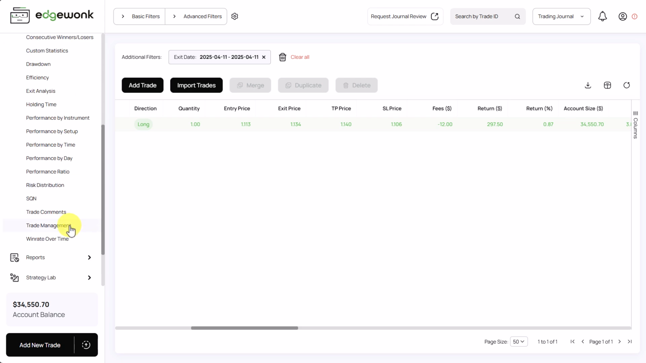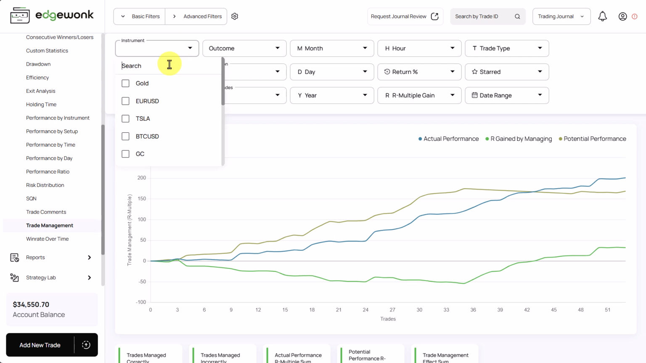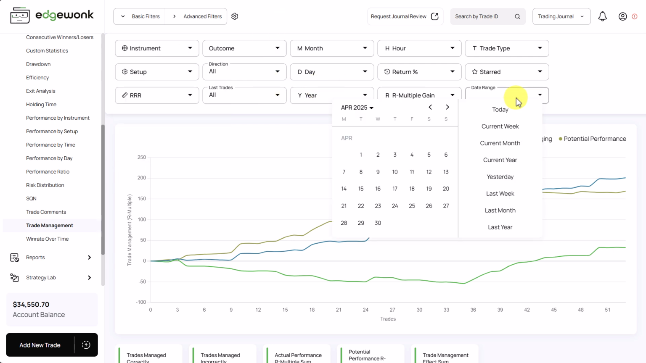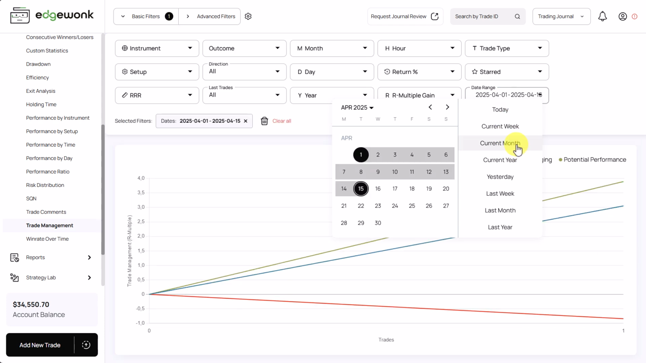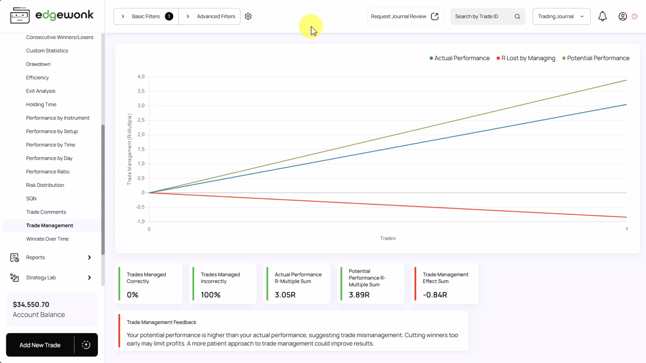So let's go to our trade management. And we only want to look at our recent trades. So what we could do here is, for example, we only want to look at our current month and we only have one trade in this journal that fits into this criteria and in this range. And those are the points for this Euro-US dollar trade. So we see the potential performance is above the actual performance.